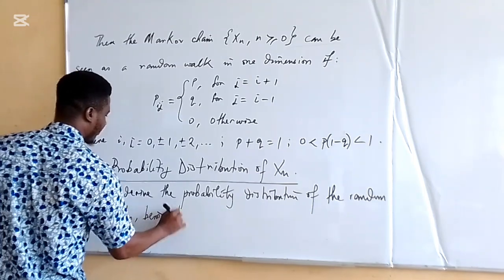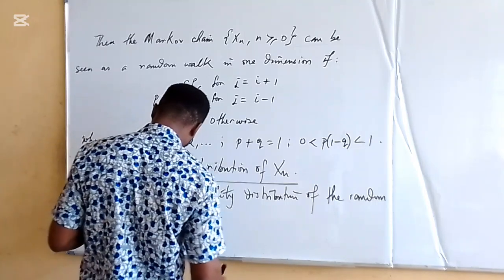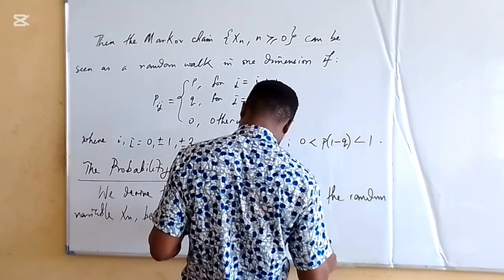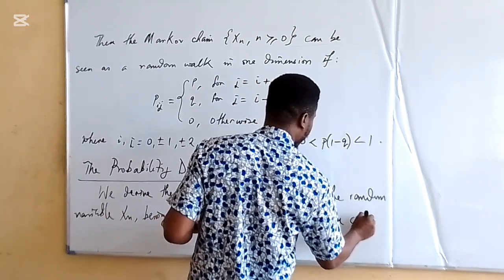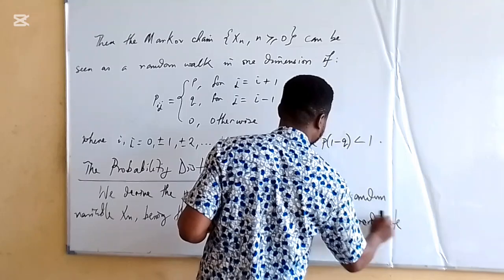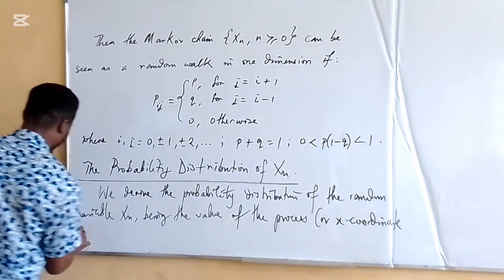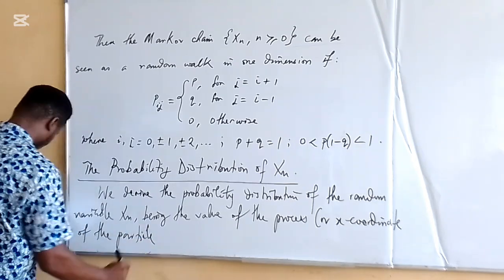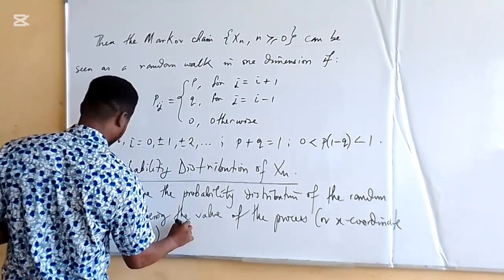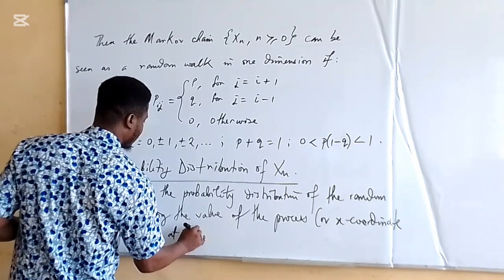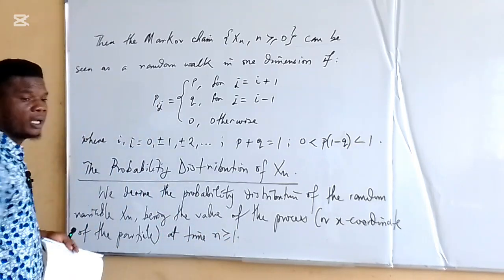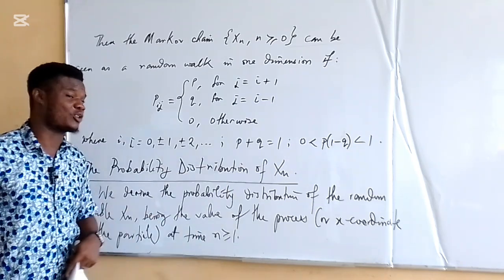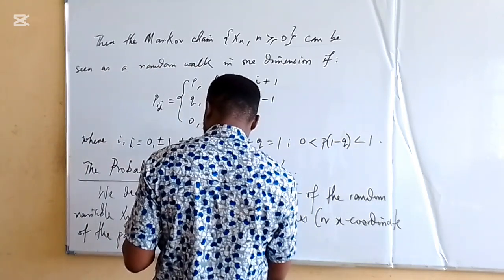being the value of the process, or x coordinate, of the particle at time n greater than or equal to 1. So that is just to tell you that nobody should take Xn as a stochastic process. So please take note of that.